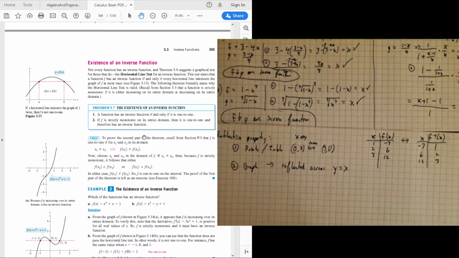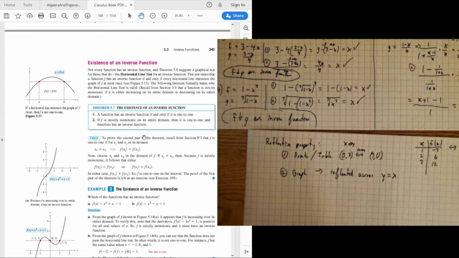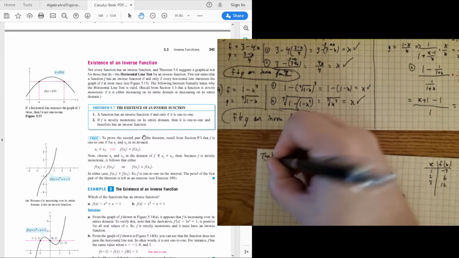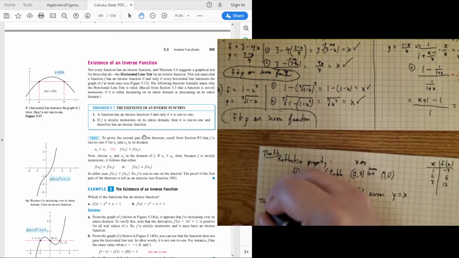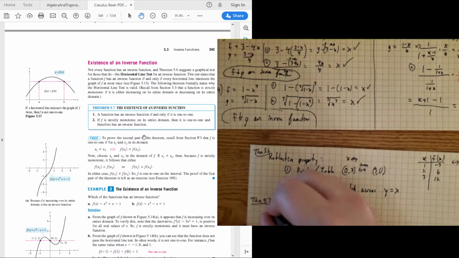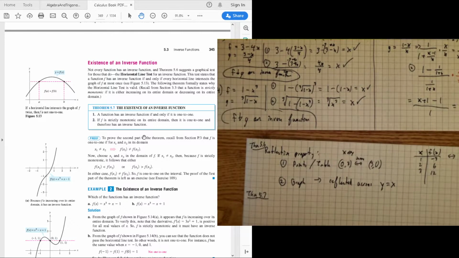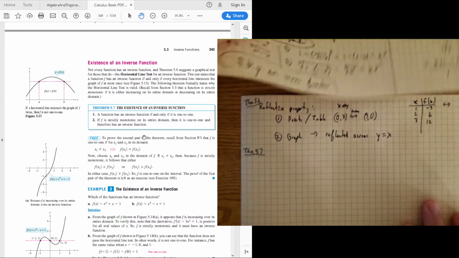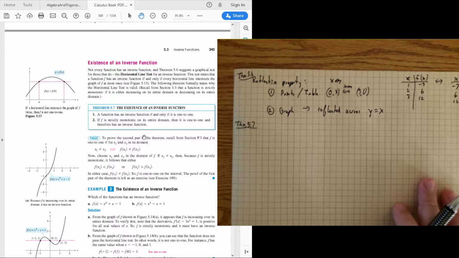Now, let's go to Theorem 5.7. So we're going to call this Theorem 5.6. Let's move on to Theorem 5.7. All right. It is possible for a function to not have a functional inverse. What this means is the function may have an inverse, but it may not be an inverse function. Remember, to be a function, there are rules. There are properties that have to exist.